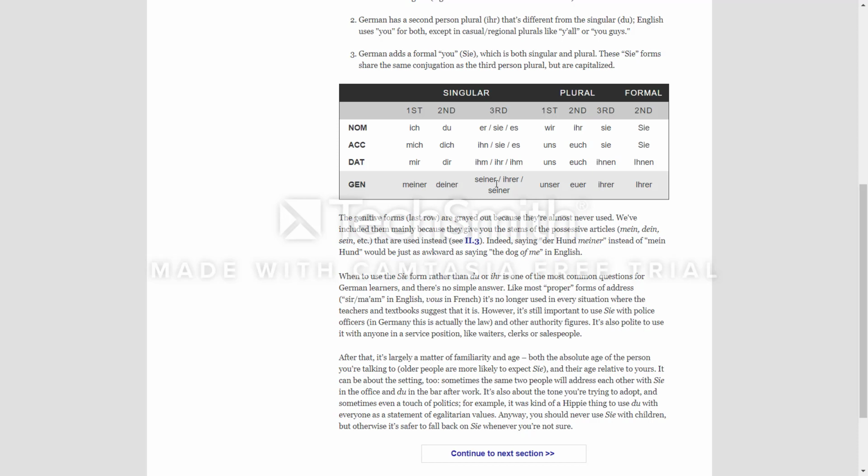And for the genitive, it collapses back together. So, okay, first of all, we'll start with you. Same here, a particular spelling for the plural, particular spelling for the singular. And the formal form, the third person plural form, and the third person singular form, all ihre.